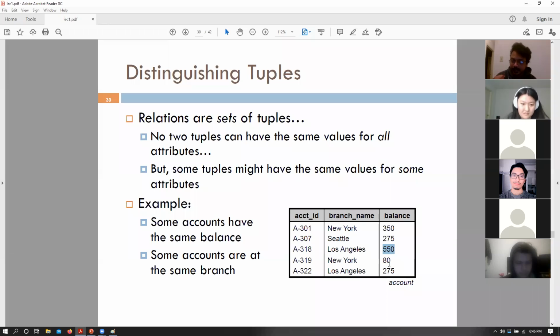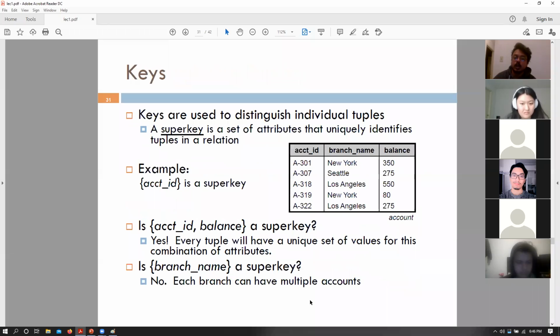Okay, so if we have multiple possibilities where attributes can have duplicate values, we need to have some attribute, mainly in this case the account ID, to still be able to differentiate between different tuples. So already we are distinguishing between different types of attributes, right? There are some attributes that can have duplicate values, some attributes that cannot have duplicate values, right? So that is the main thing that we are going to talk about when we are talking about keys.